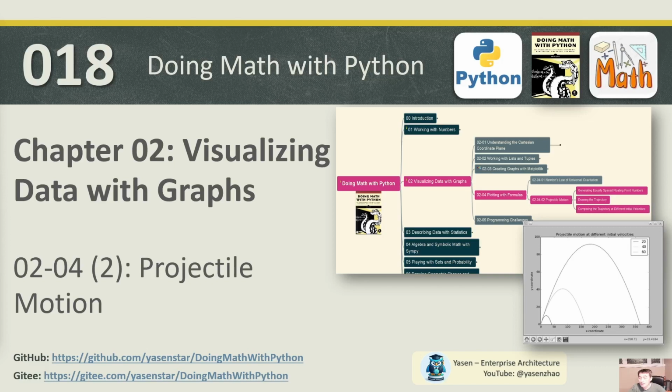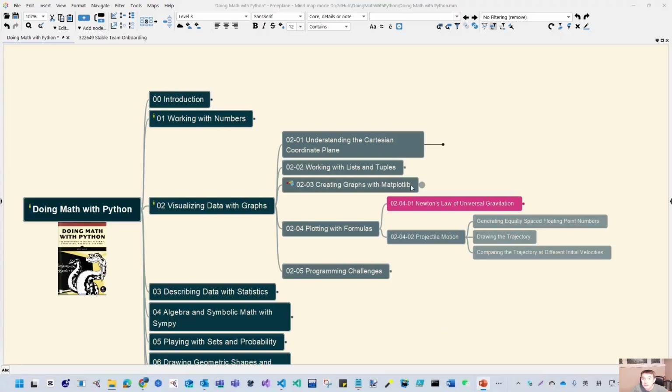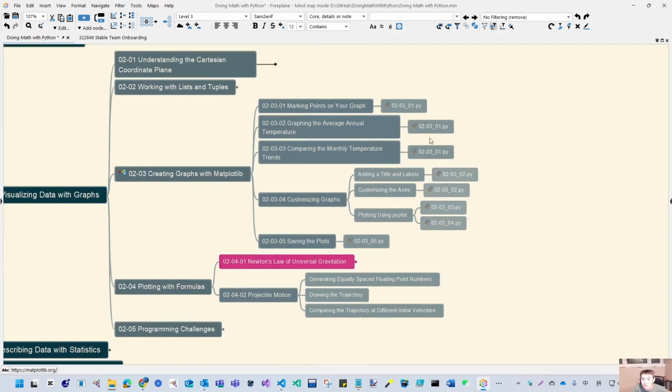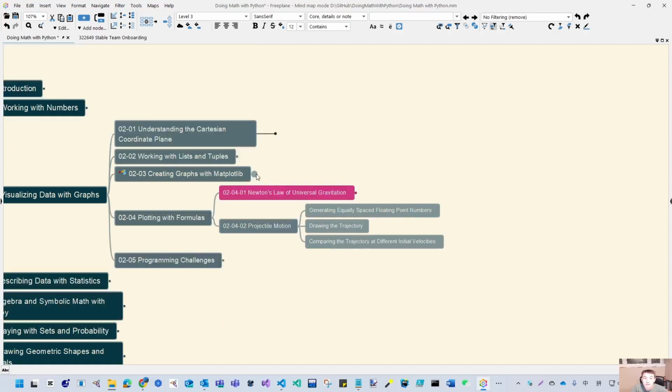Then we will split this into two parts: one where we draw a single curve, and then we draw several to do the comparison. Before we go to the coding, in this mind map, just to let you know, we have already put the code related to every subchapter based on our learning.